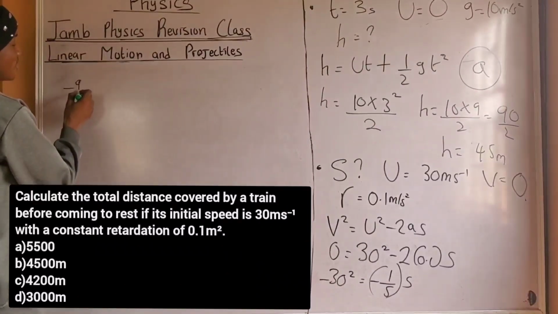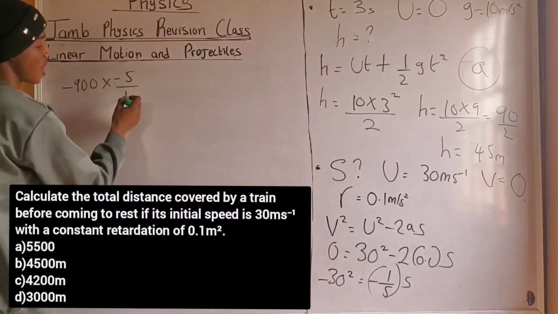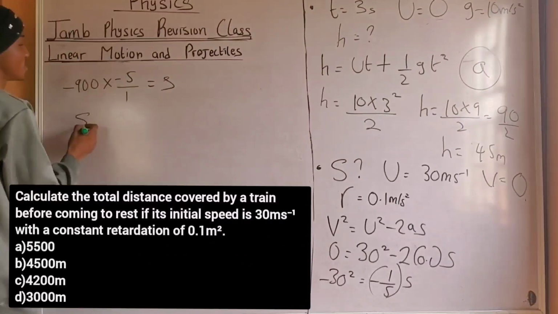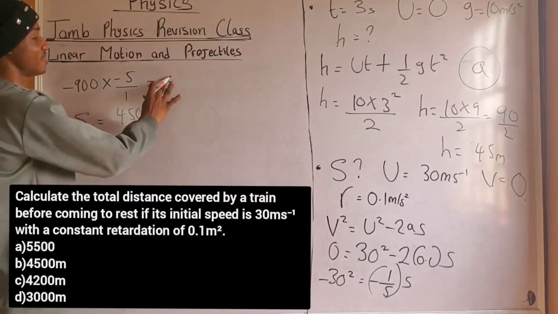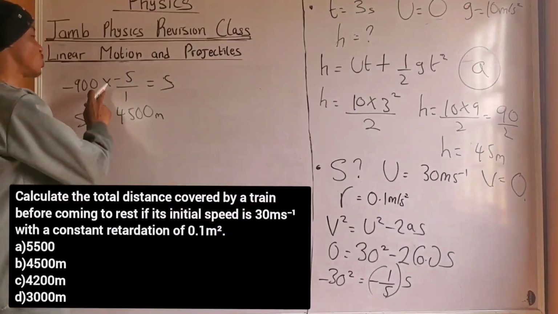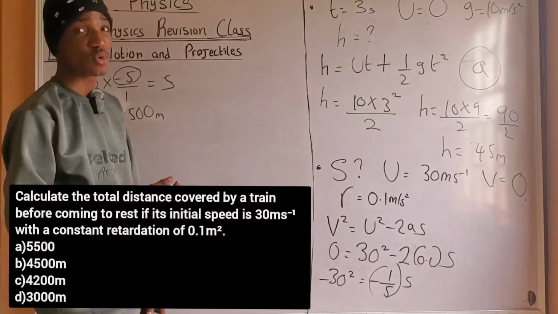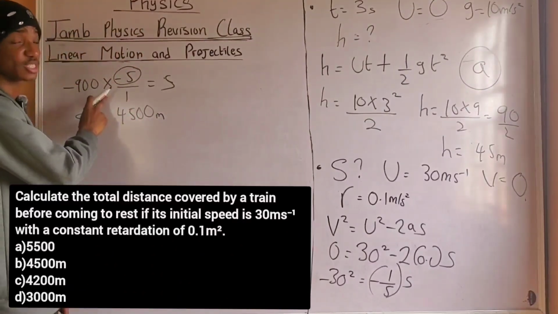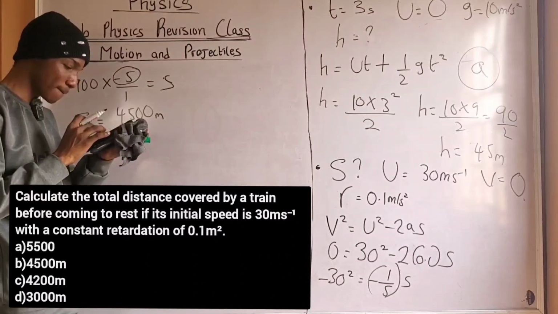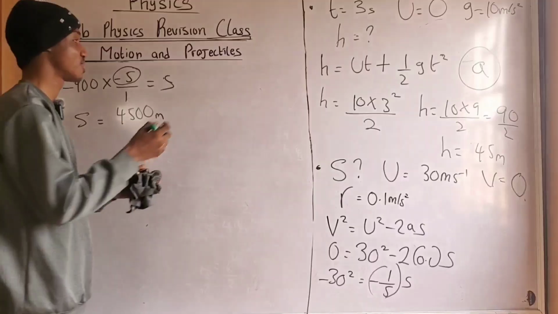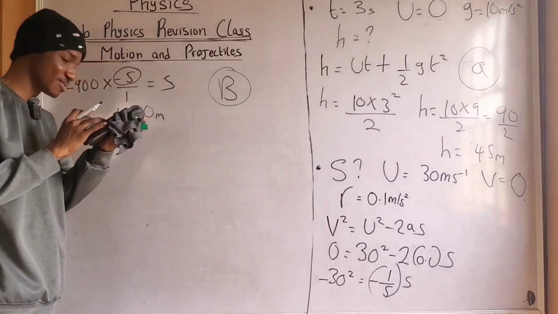I'm going to have negative 900 times negative 5 all over 1 equals s. So the distance is equal to 4,500 meters. I hope you understand. Maybe you are wondering why this changed to multiplication. You can see that I take the inverse of -1/5, so that's why I have multiplication here. So the correct option to that question is option B. Option B is correct. So let us proceed to the next question.